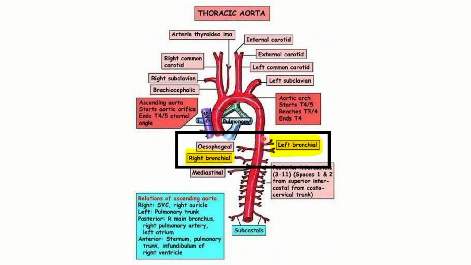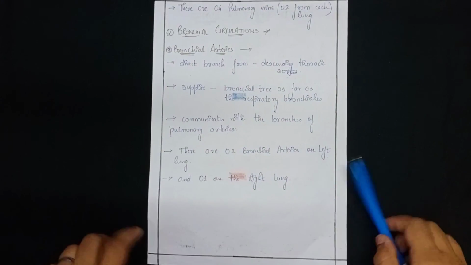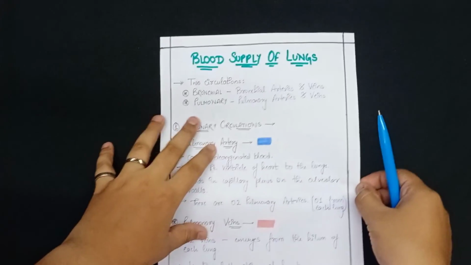Now the last part that I already have told you, there are two branches of left bronchial artery and one branch of right bronchial artery. So that is all about today's lecture, that is the blood supply of the lung.